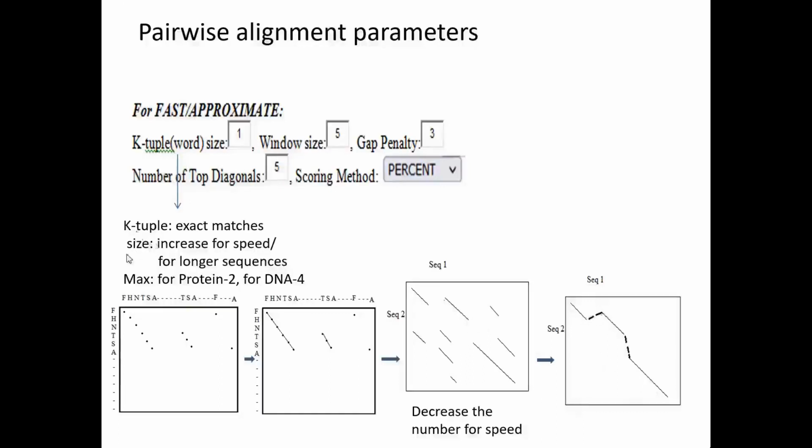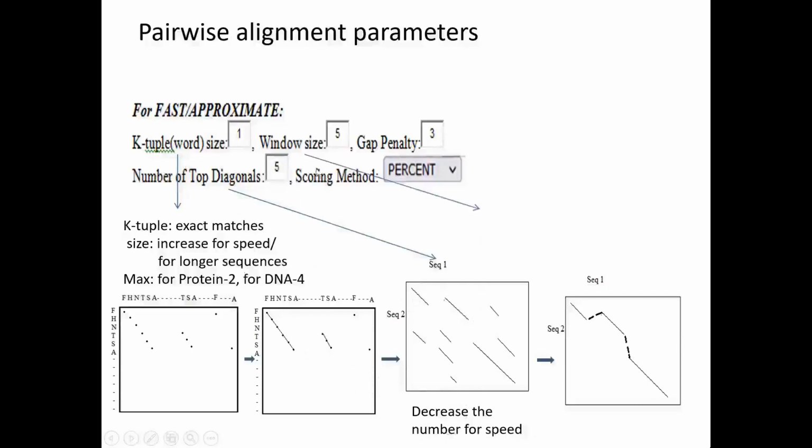For k-tuple, you can mention the size of the k-tuple. You can increase the size if speed is needed, or if you are submitting longer sequences. But the maximum size for proteins is only 2, and for DNA it is 4. Next, the number of top diagonals. Here the number of diagonals which have to be retained should be mentioned. Default is 5. We can decrease it if we want speed.